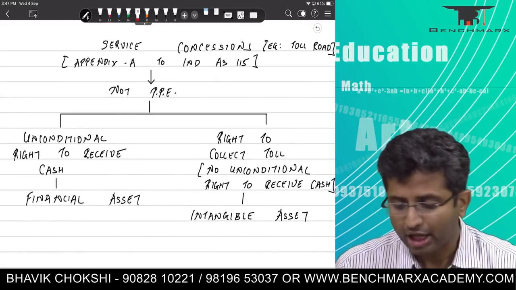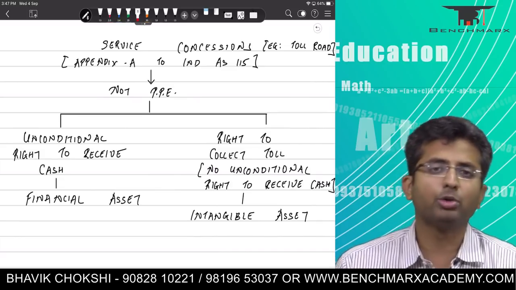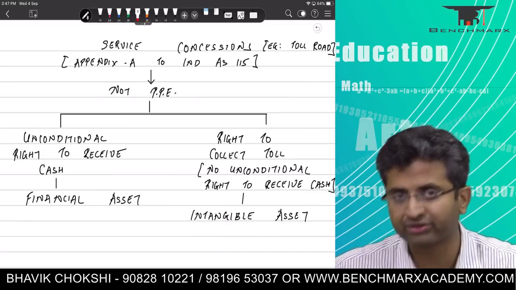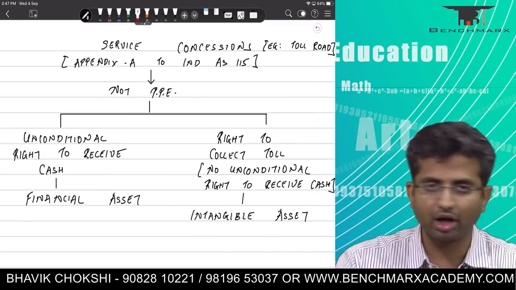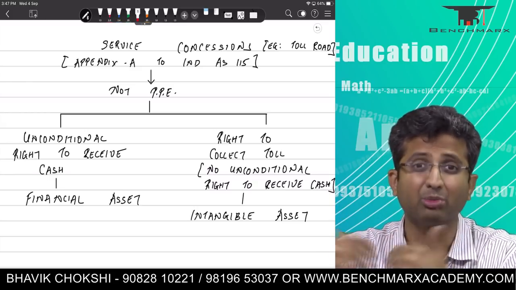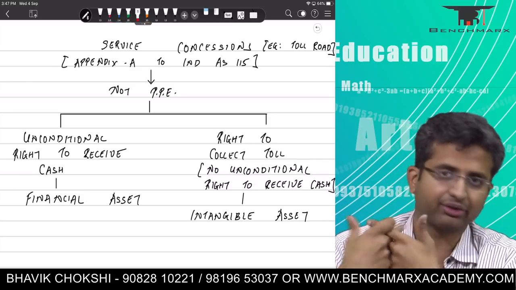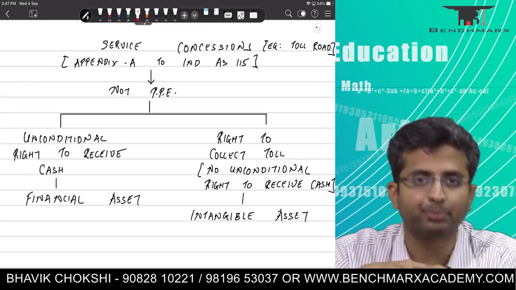Okay. Then the last part, this is on service concession. What do you mean by service concession? These are like toll roads. Now, let us say you are constructing highways, bridges, let us say you construct the Bandra-Worli Sea Link or the Mumbai-Pune Expressway. How should you show these assets in your books of accounts? Should you show it as PPE?